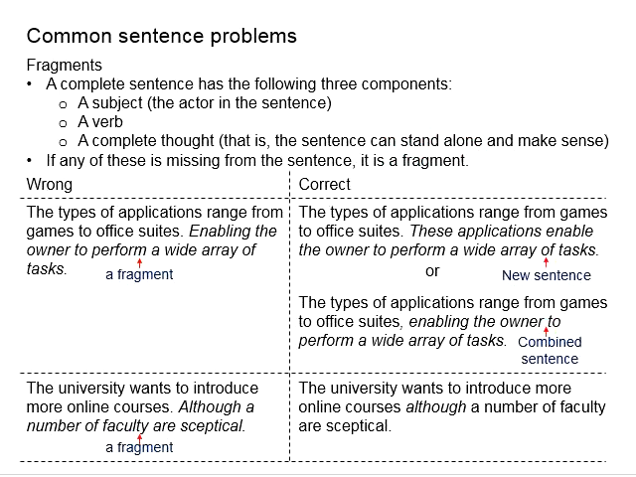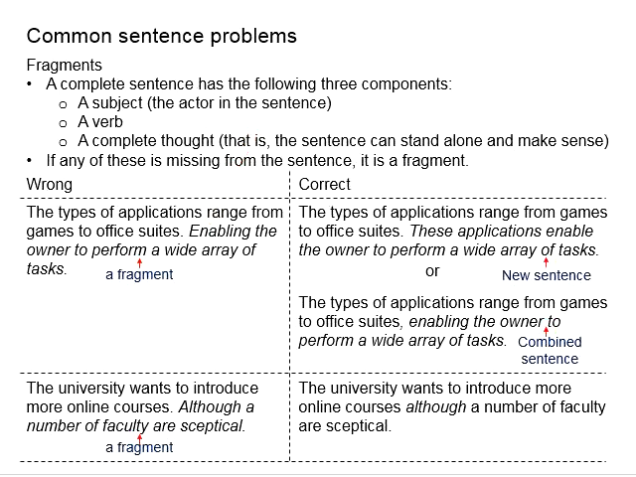Let us look at an example. For example: the types of applications range from games to office suites, enabling the owner to perform a wide array of tasks. The first sentence is okay, but the second sentence is a fragment. The sentence is not complete, as it is missing the subject, the actor in the sentence.